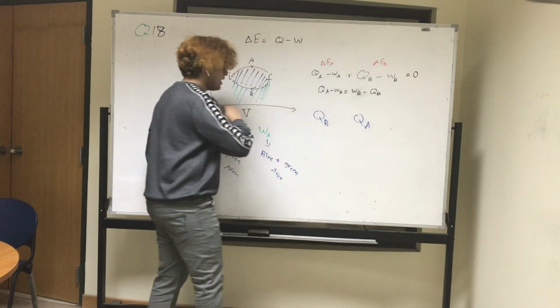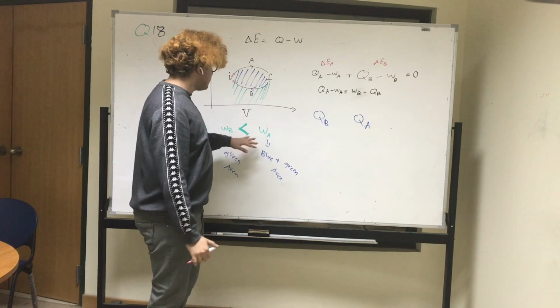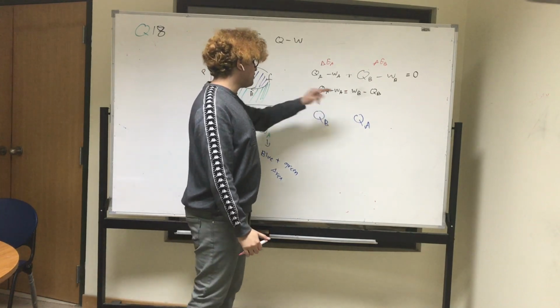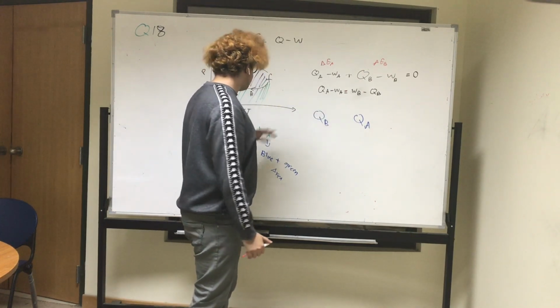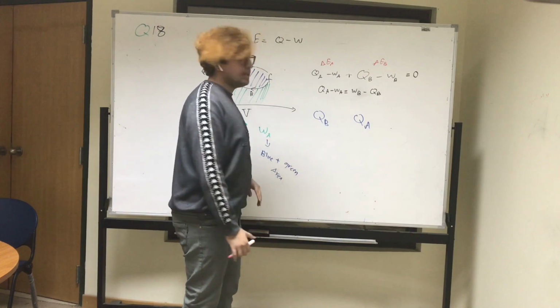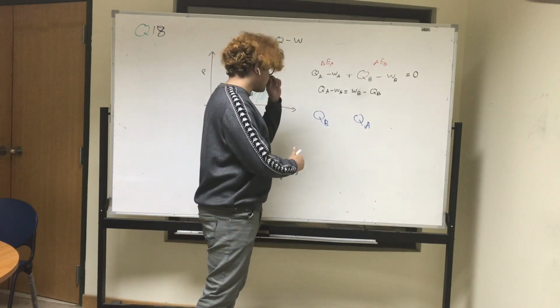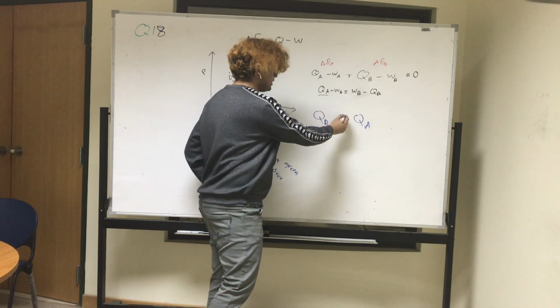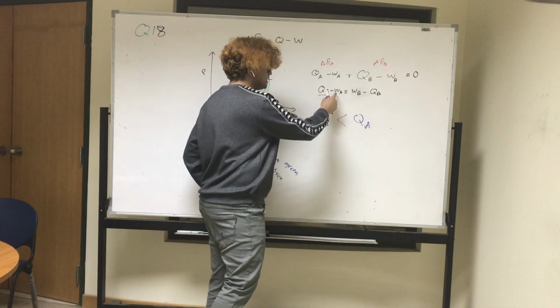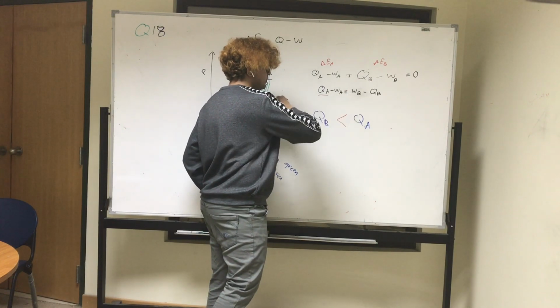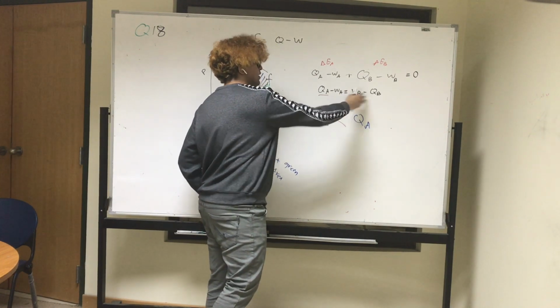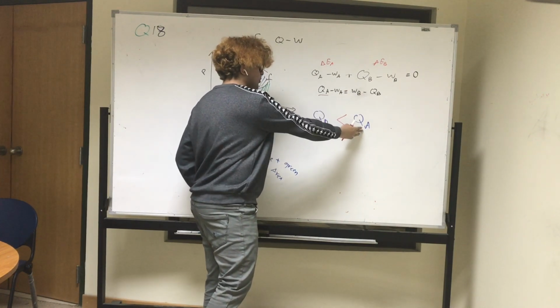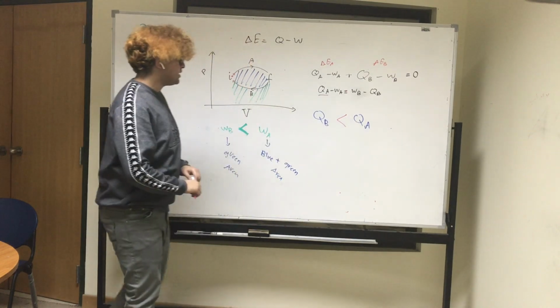Okay? So if we know that, and we know that the work in process A is bigger than the work in process B, then this necessarily and logically means that QA is bigger than QB. Because this here is bigger than this, and these two are equal, so this QA must be bigger than QB.